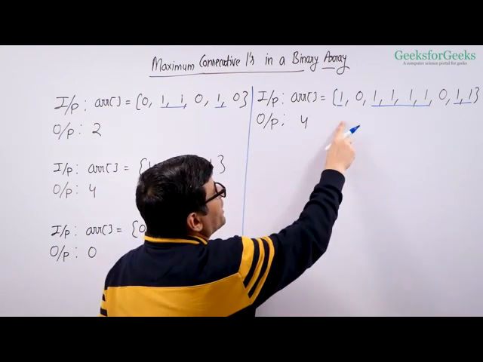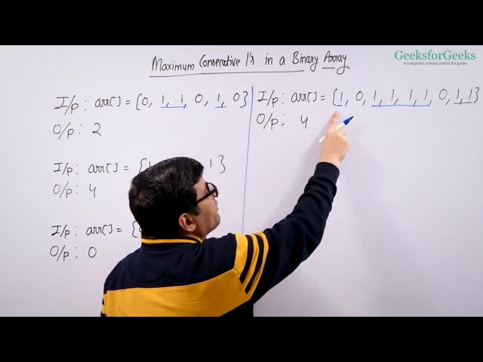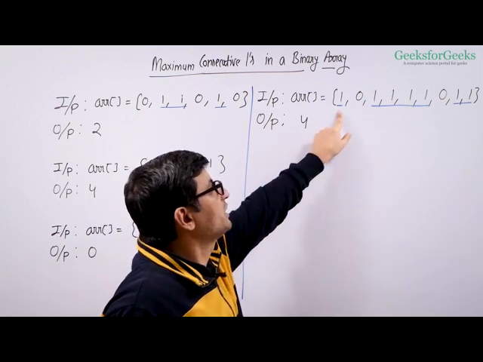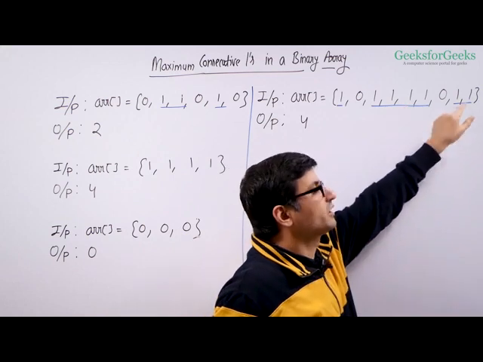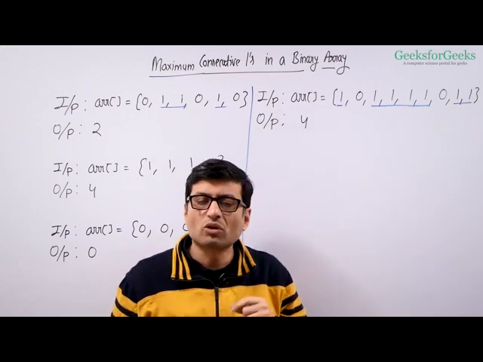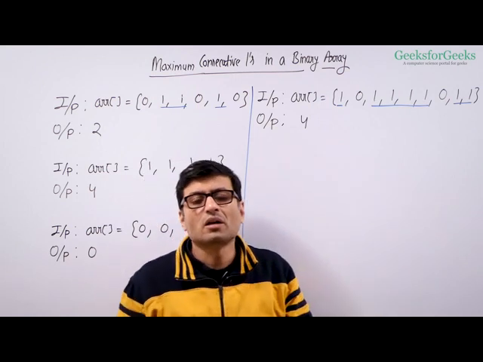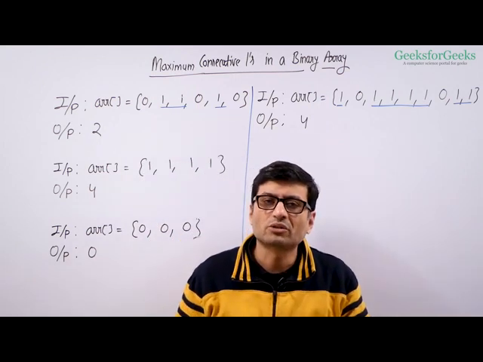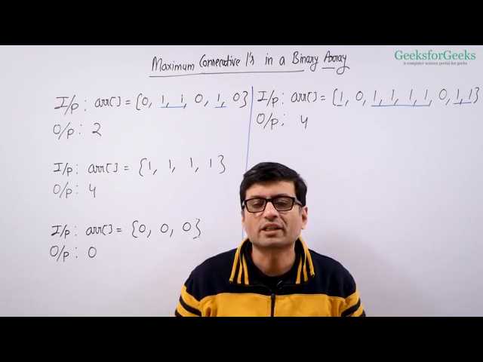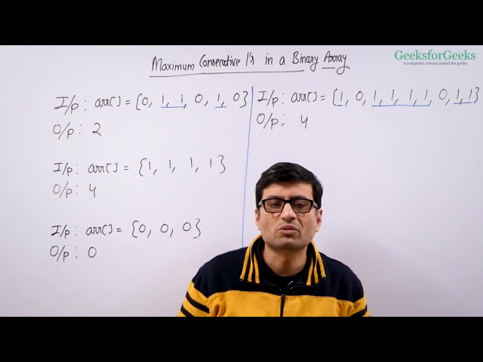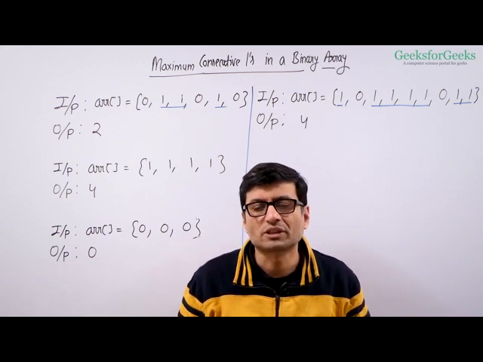Let's see this example array. We have 3 places where we have ones. We have 1, 1 here, 4 ones here and 2 ones here. Out of all these 3, 4 is the maximum. So our output is max 4. Now please pause this video and try to think of an approach that takes a Boolean array or binary array as input and returns count of maximum consecutive ones in it.